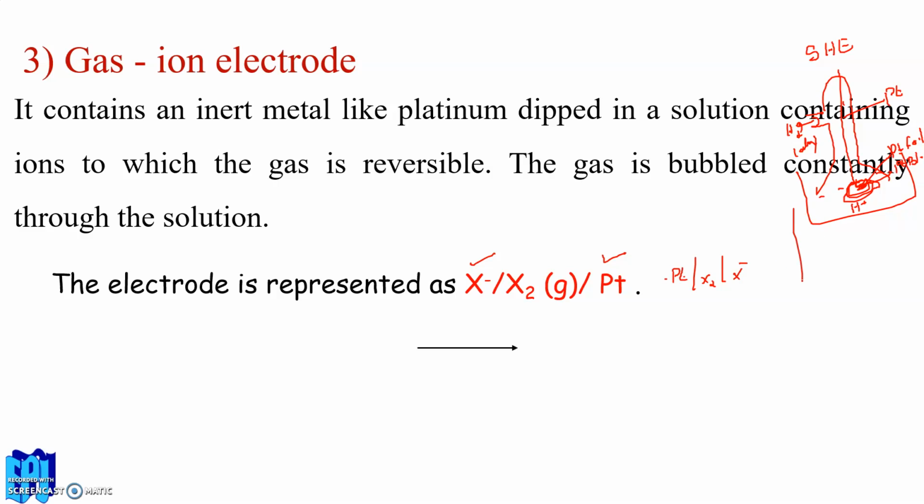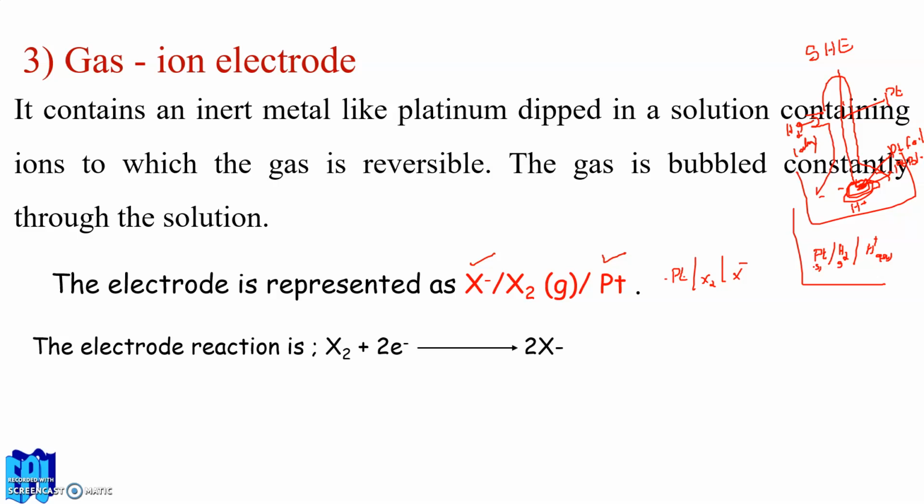For SHE, this electrode can be written like this: Pt bar H2 bar H plus. The gas is H2, and the ion is H plus. This is in aqueous form, this is in gaseous form, this is solid. So the electrode reaction can be written like this.